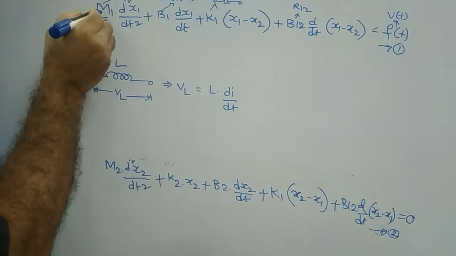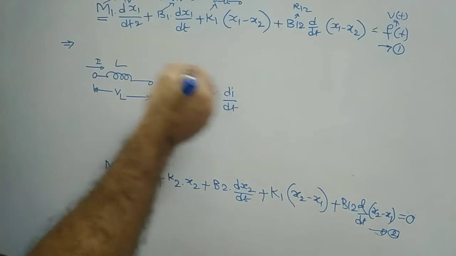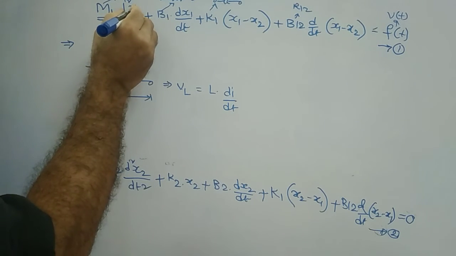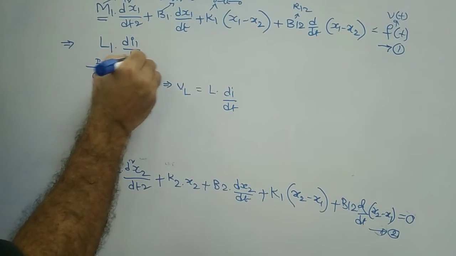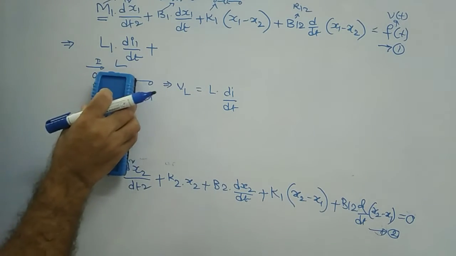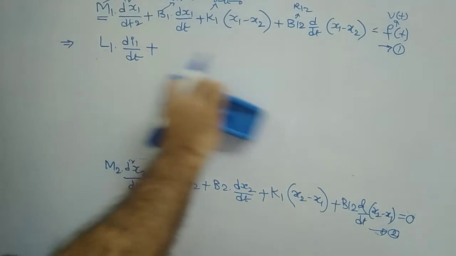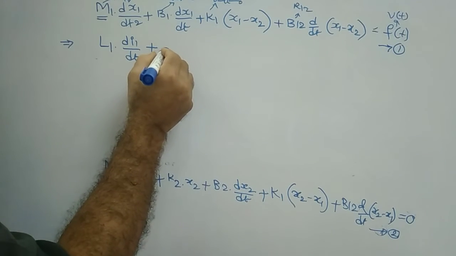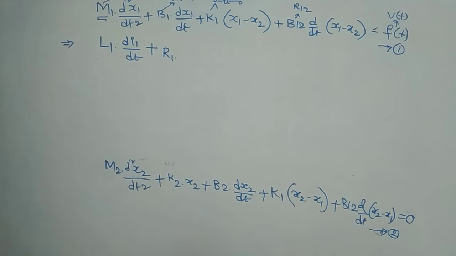So where M1 is there, your M1 corresponds to L1 actually. If you apply this relation to this particular, this becomes L1 into, you just write, di1 by dt. That's it. This expression becomes your L1 into di1 by dt. Clear? Now tell me, what will be the second? What will be the second? B1 is nothing but R1. It is B1, no? Converted into R1. And then tell me, what is the current flowing through that?